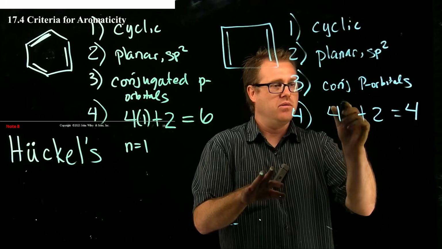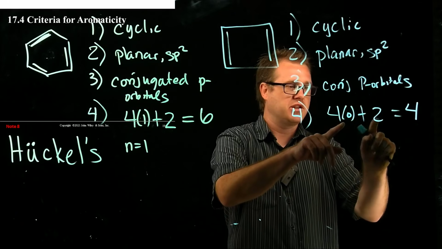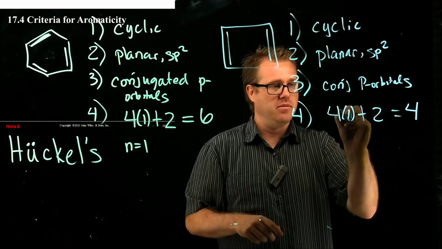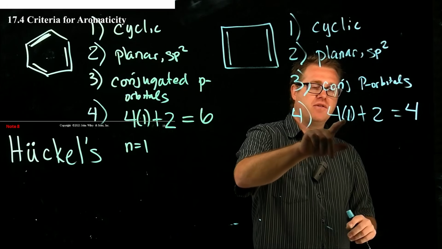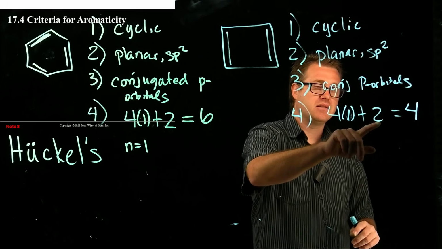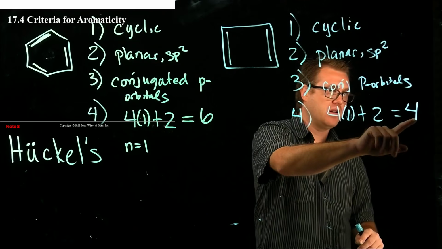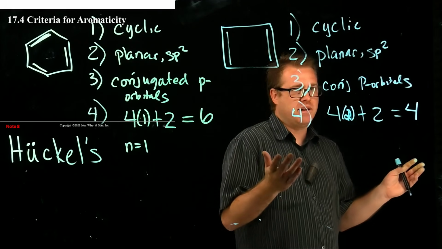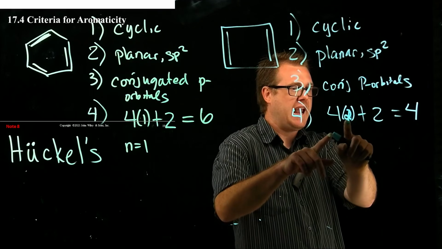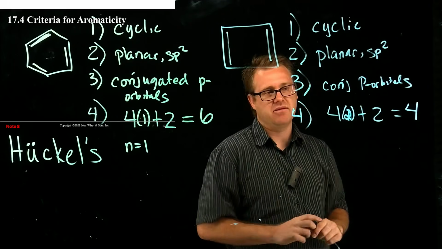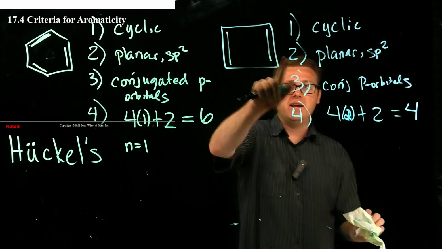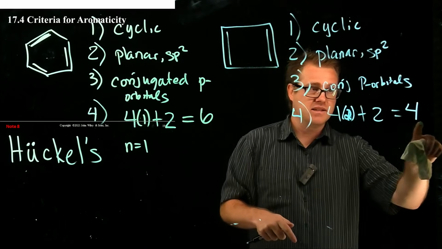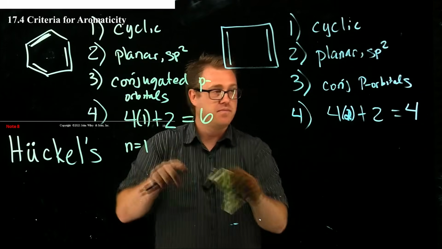Now, is there an integer to make this statement true? If I put in 0, 4 times 0 is 0, plus 2 is 2. 2 does not equal 4. So let's try a different one. What if I put in a 1? 4 times 1 is 4, plus 2 is 6. 6 does not equal 4. If you try 2, you just see it's getting bigger and bigger, and it's never going to be true. 4 times 2 is 8, plus 2 is 10. 10 doesn't equal 4. So this molecule is definitely not aromatic because it doesn't satisfy this equation right here.